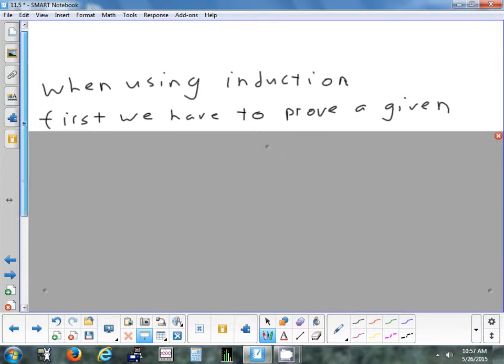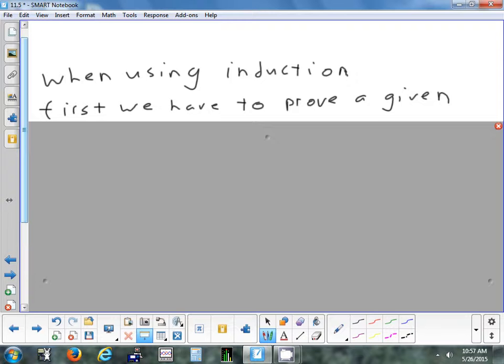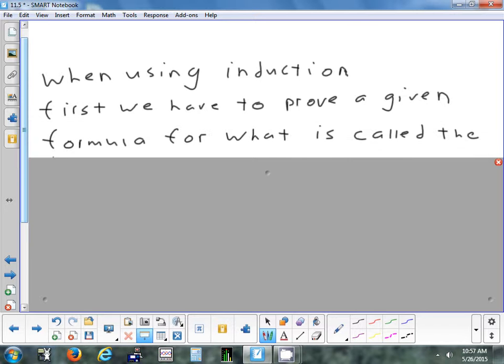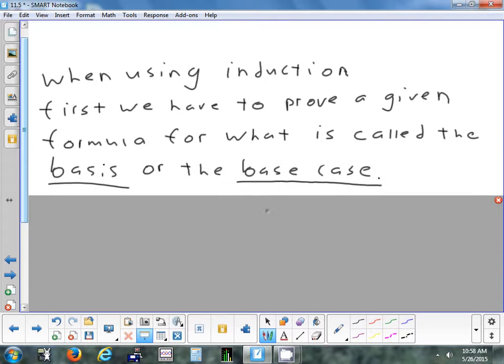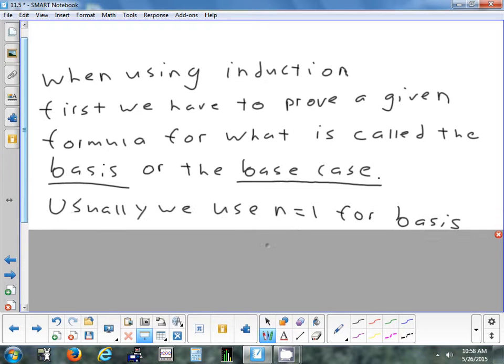All right, so I'm going to write down an outline of how you do induction. Don't get too concerned if you're confused looking at it, because when we go through an example, I'll break it out step by step. When you do any kind of proof with induction, the first thing is you have to know your formula works for a base case, or the basis. It's like your starting point. What we usually do is we let n equal 1 as our starting point.